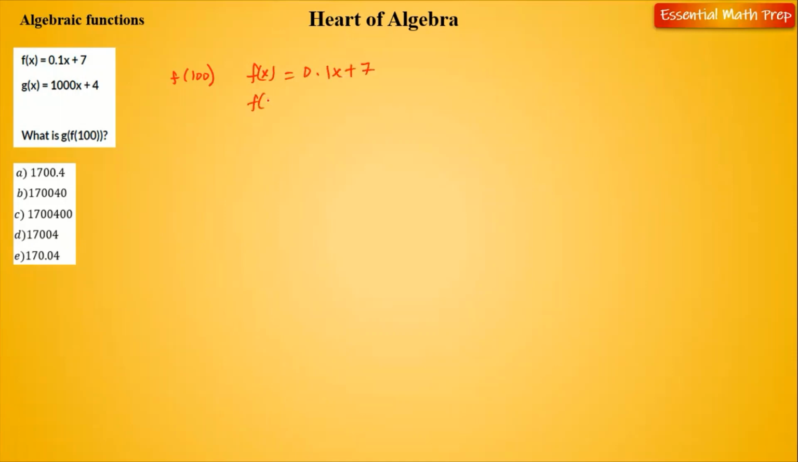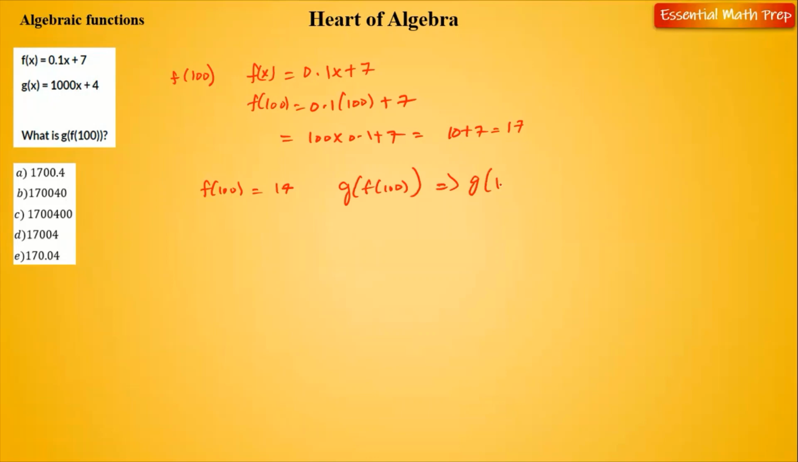So what would be f of 100? It'll be 0.1 times 100 plus 7. So 100 times 0.1 is 10, right? Plus 7 equals 17. So we know f of 100 is 17. So G of f of 100 is simply the same as G of 17. Essentially, you're substituting f of 100 with 17.